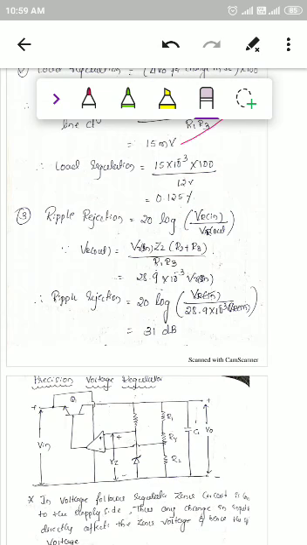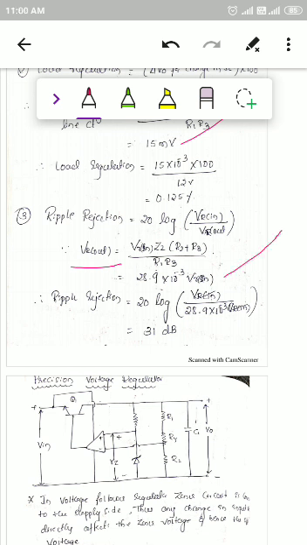Now you have to calculate the ripple rejection. The equation is 20 log of VR in divided by VR out. So calculate VR out. VR out is VR in into ZZ, R2 R3 divided by R1 R3. This is the performance equation. Just substitute all the values, and VR out is 28.9 into 10 raised to minus 3 in terms of VR in.